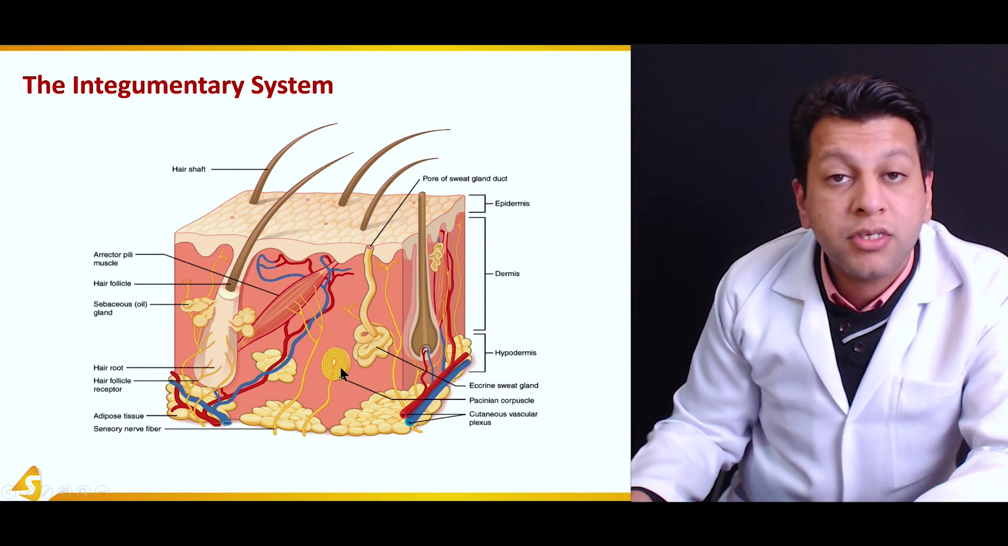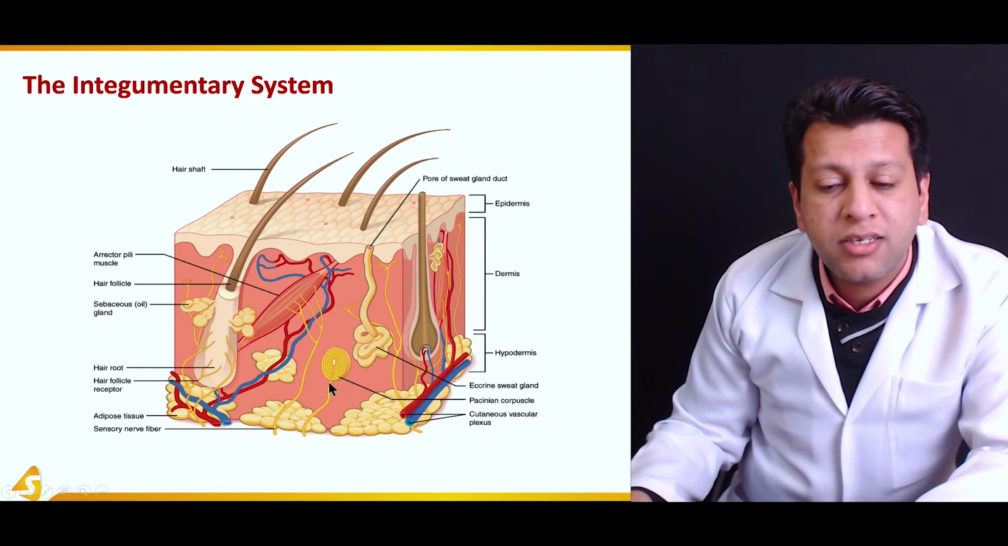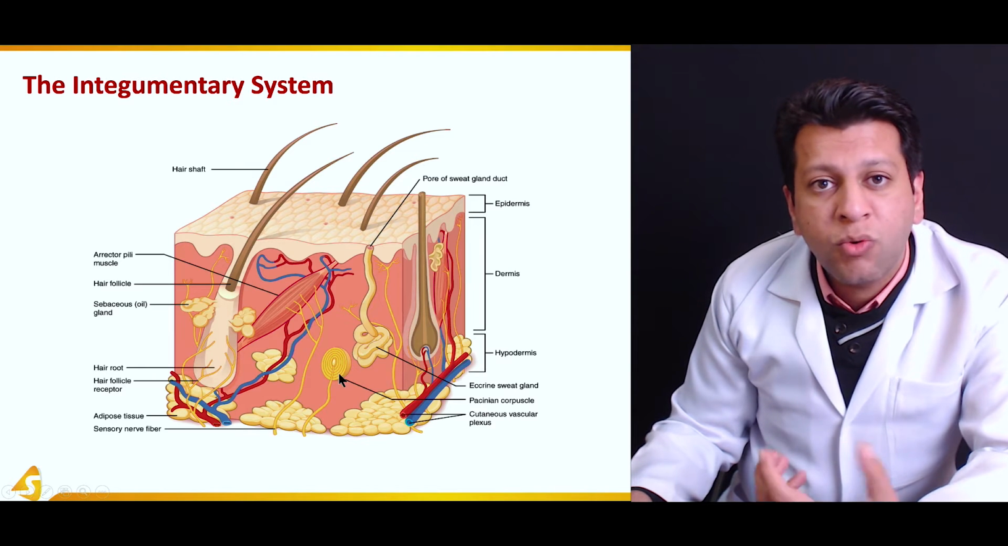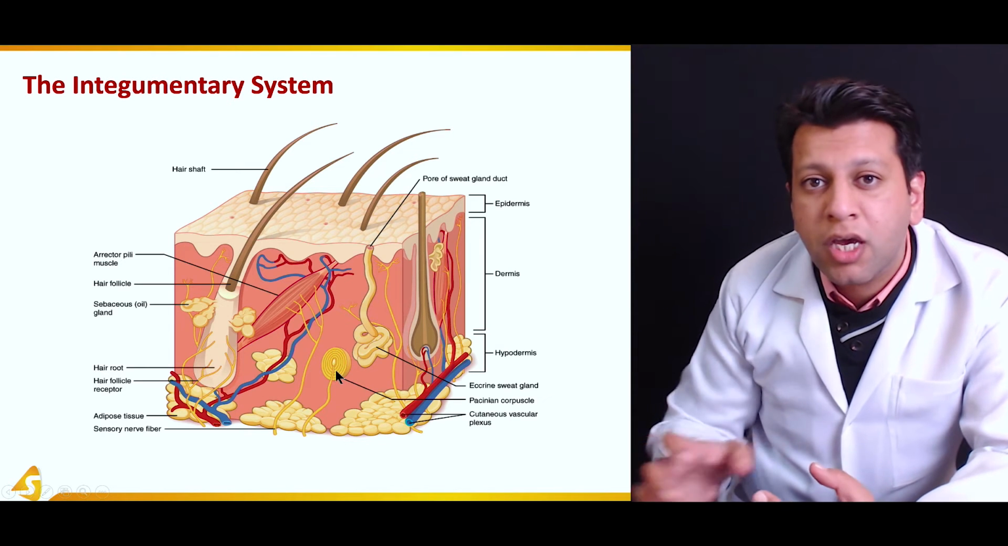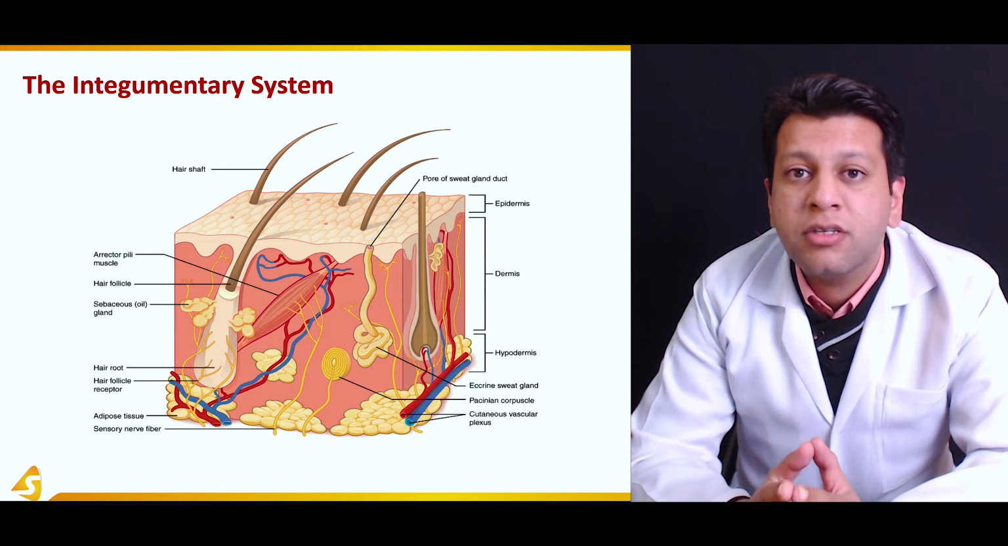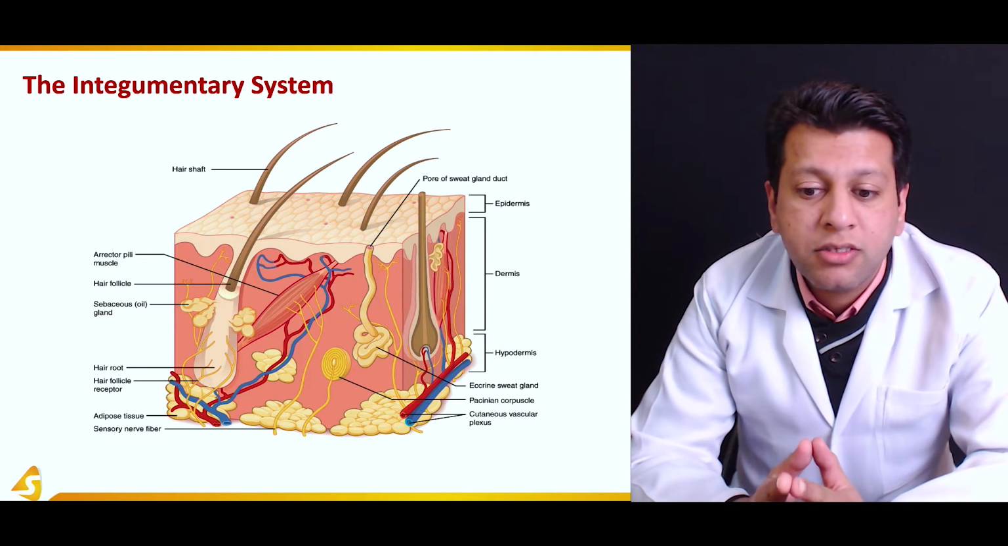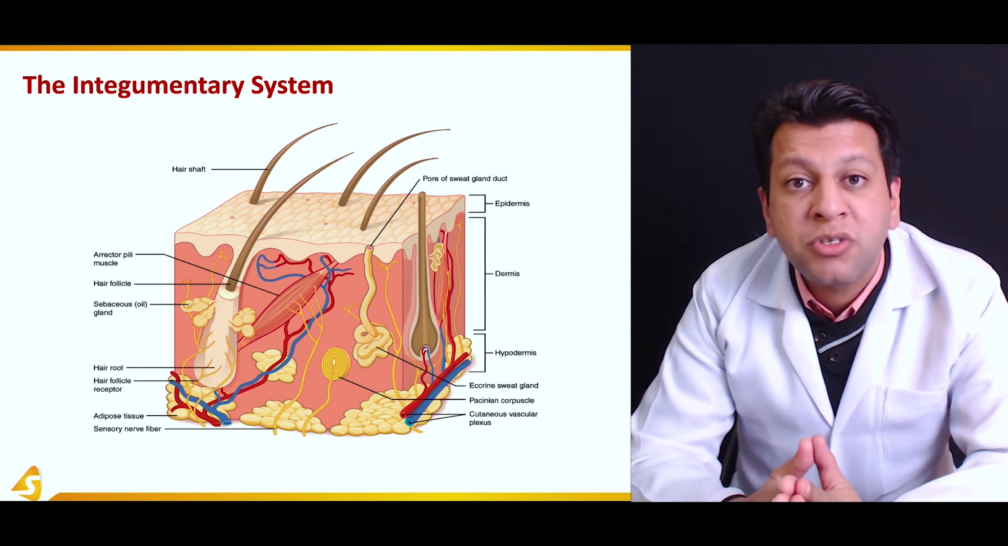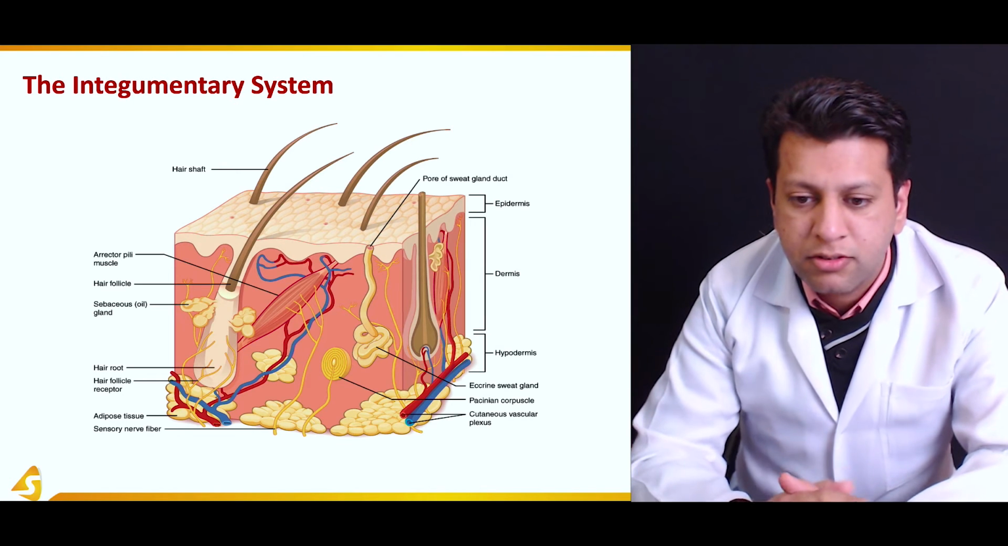Now this is a corpuscle, or onion-like structure, present in it. This is called the Pacinian corpuscle. It is a mechanoreceptor. What are mechanoreceptors? These are receptors which sense vibration in the skin. So vibration is sensed by these mechanoreceptors called Pacinian or onion-like corpuscles.